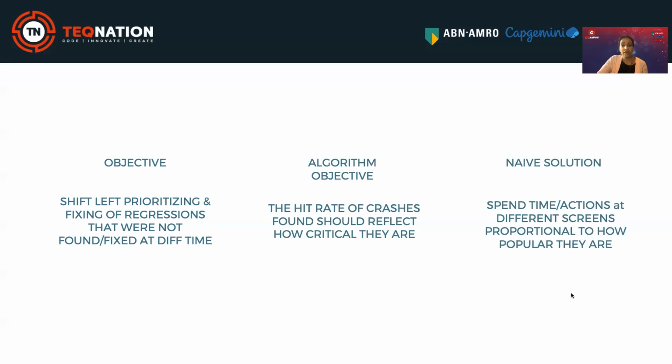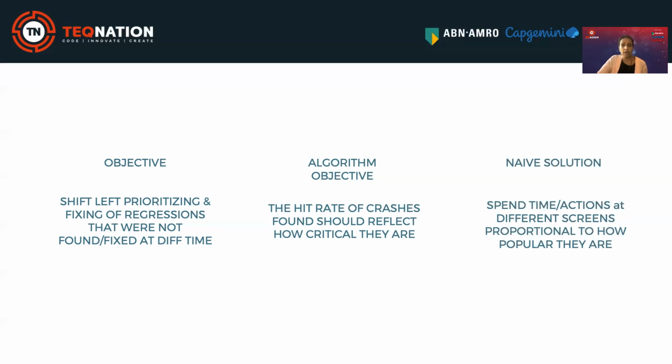So we came up with a very naive solution. We just want our algorithm to spend time, or number of actions, at different screens of the app, proportional to how popular they are. So let's say, for a hypothetical example, that for the Facebook app, newsfeed is the most popular part of the app, and most of our users spend most of their time in newsfeed. Then in virtual alpha, we want those bots, these test users, to spend most of their time in newsfeed.